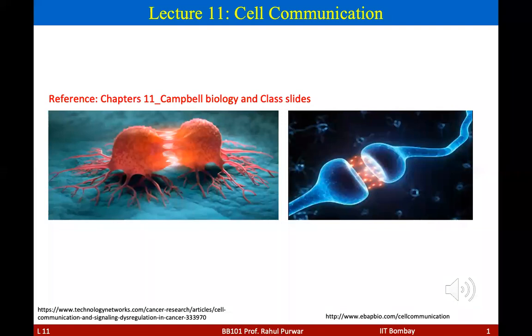So how cells communicate with each other, what kind of mechanisms are there, this is what we are going to learn in this class. So the learning objective of this particular lecture is, first, what kind of signals are there and how cells communicate with each other.